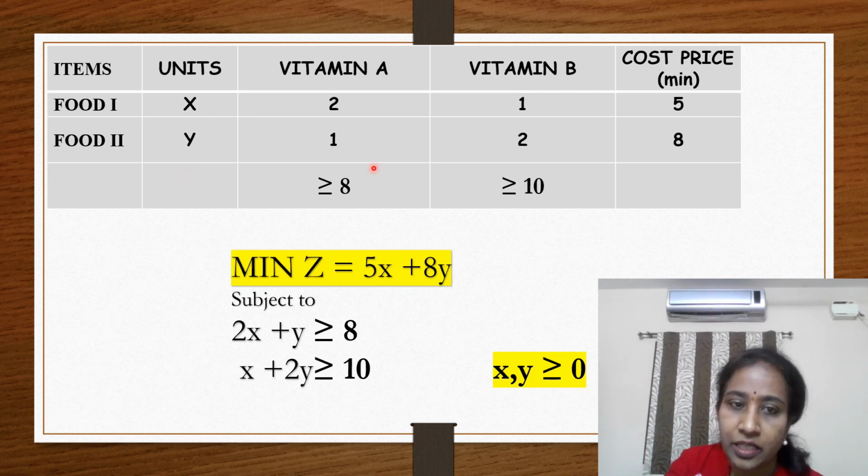Subject to two constraints. One is 2 into x plus 1 into y greater than or equal to 8. 1 into x plus 2 into y greater than or equal to 10. And as we know, x, y is greater than or equal to 0, because I cannot prepare a negative number of units of food 1 or a negative number of units of food 2. So it is always x, y greater than or equal to 0.